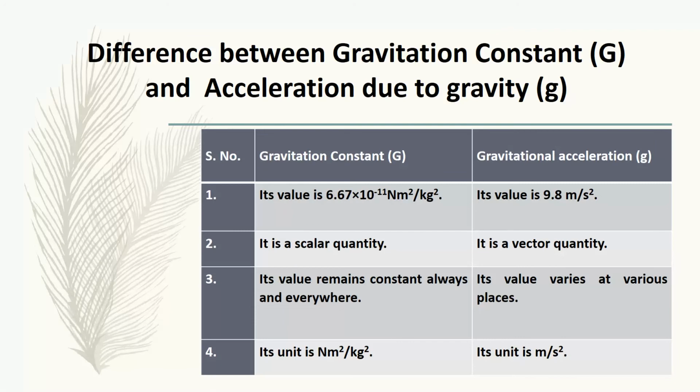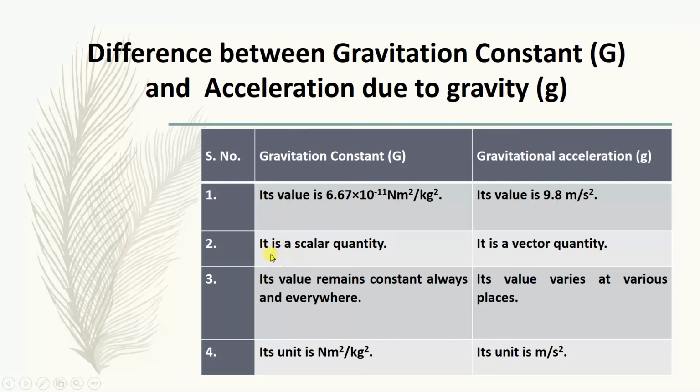Let's differentiate now between the gravitational constant, capital G, and the acceleration due to gravity, that is small g. First is the values. The value of capital G is 6.67 into 10 raised to power minus 11 newton meter square per kg square. This value has to be remembered. But small g on the surface of the Earth is 9.8 meter per second square.